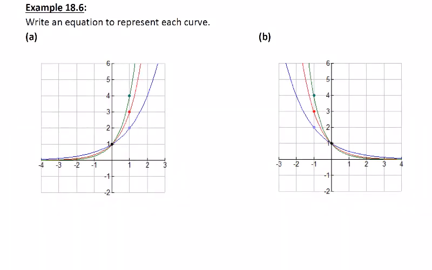In example 18.6, we are asked to write an equation to represent each curve. The purpose of this example is really to help us see how different exponential growth and exponential decay functions will compare to one another. Everything in part A is an example of exponential growth.